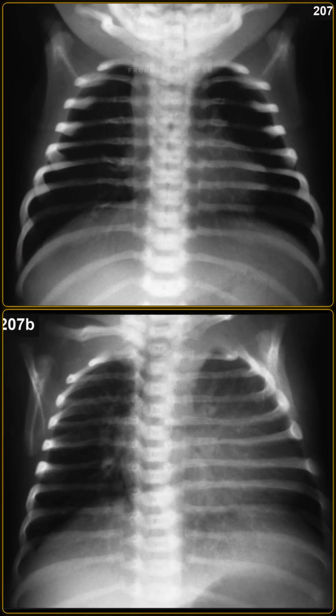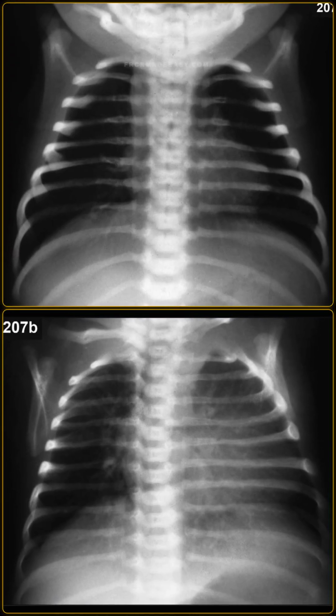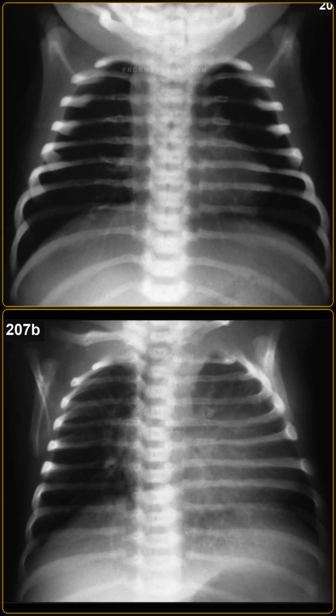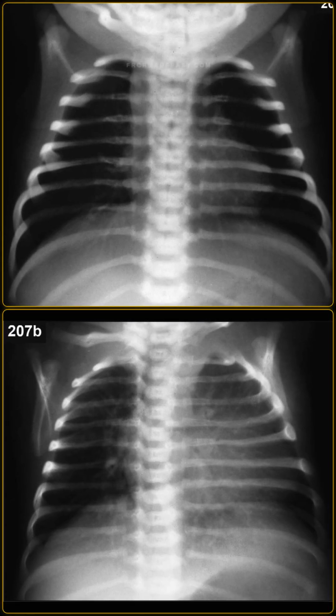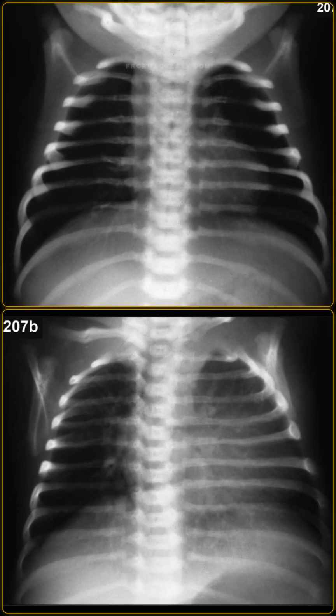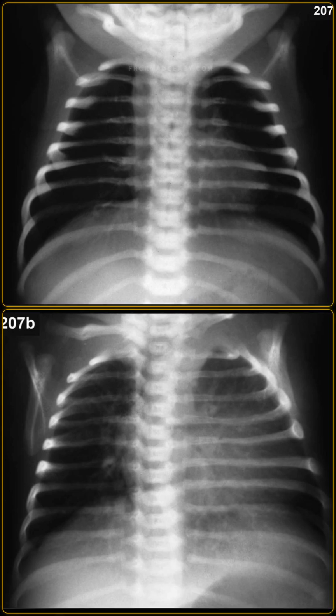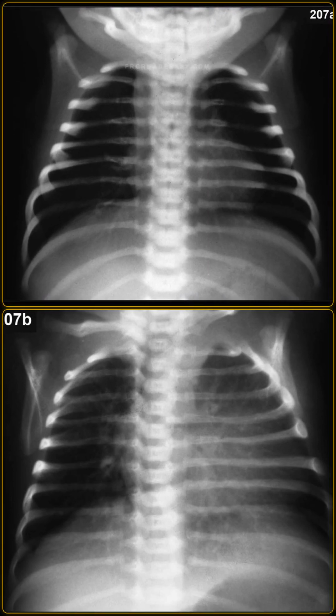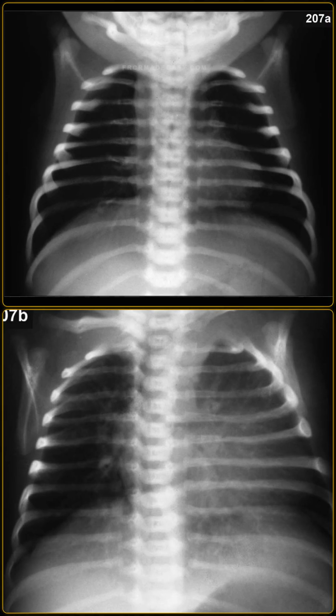I am now showing you a chest radiograph of another neonate who also presented with cyanosis. What are the findings here, and what is the likely diagnosis? Okay. As seen in this second chest radiograph, there is cardiomegaly with a narrow superior mediastinum. This creates a classic egg on a string, or egg on its side, appearance of the heart.